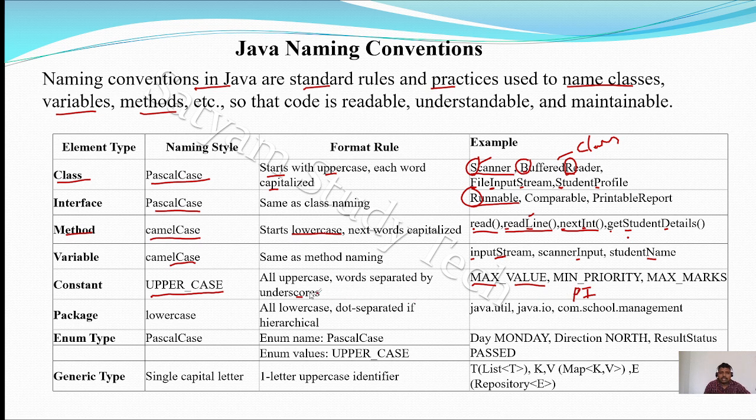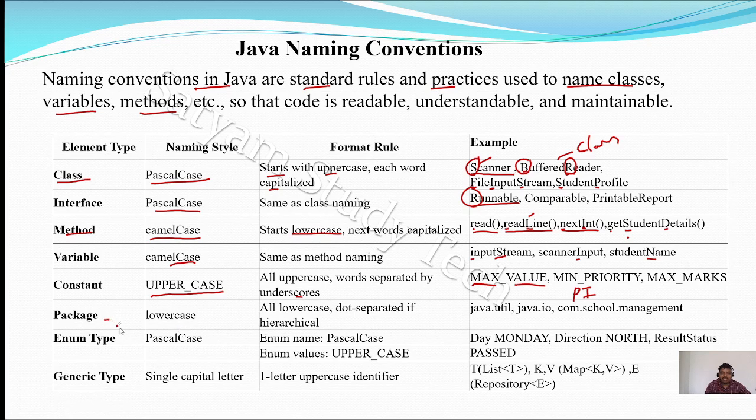It is better to understand this: what is the variable, what is the method, what is the interface, what is the class, what is the constant value, what is the package, and how to identify them based on these rules. So you can simply understand what the package is. Later you can see one example program also.